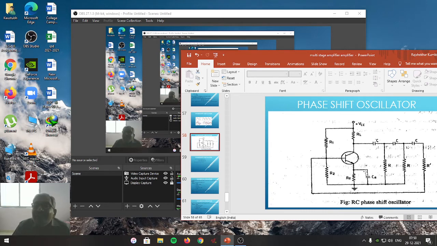We are aware that this common emitter configuration again produces a 180 degree phase shift. So the 180 degree phase shift of this common emitter configuration and the 180 degree phase shift of this combined 3 RC ladder network produce a net phase shift of either 0 degree or 360 degree. Hence, there is a positive feedback.